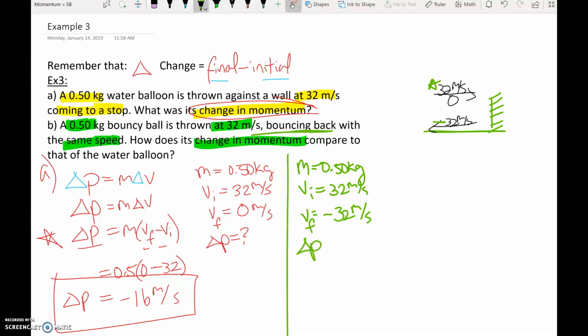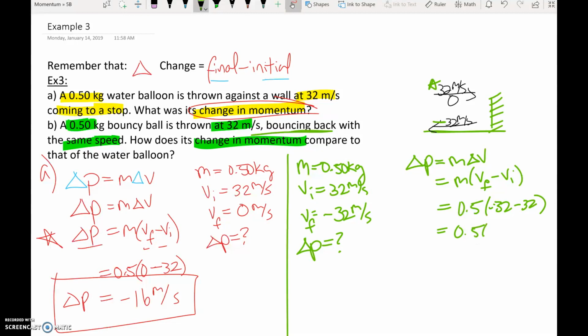And we want to find our change in momentum. Okay, so put this all together. Change in momentum is equal to mass times delta V. Mass times delta V becomes mass times final velocity minus initial velocity. Plug it in. Our final velocity is negative 32. Our initial velocity is 32, so it's negative 32 minus positive 32. And that becomes 0.5 times negative 64, which is negative 32 meters per second.